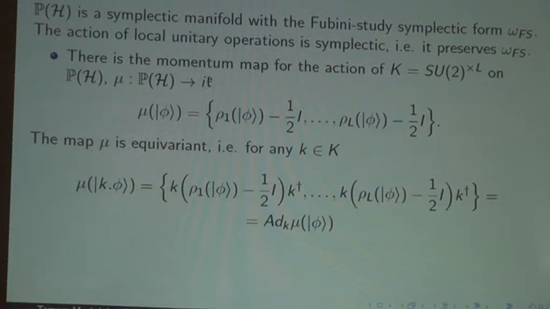Still, why do you have to subtract this one half? In human language, what do I do? Why do you have to subtract? You can tell me. Because this momentum map is the mapping from the space to the algebra. The algebra is traceless. Density matrices are not traceless. So you subtract traces. Yes.